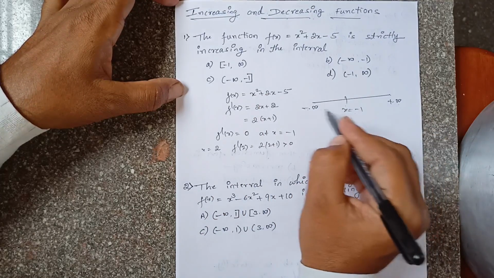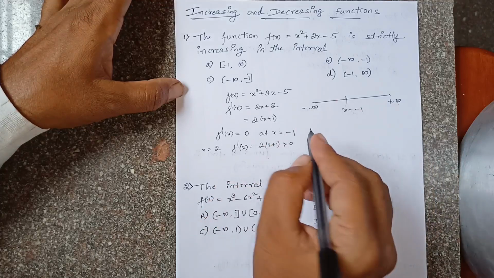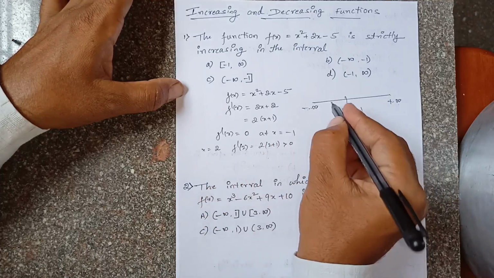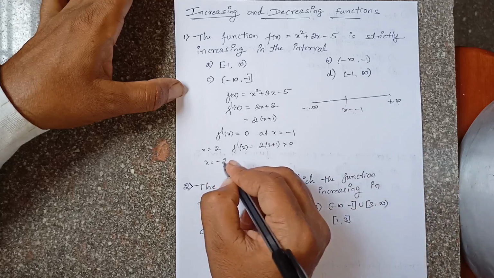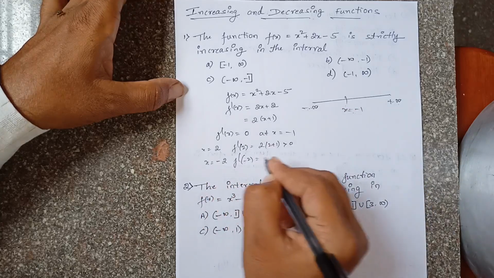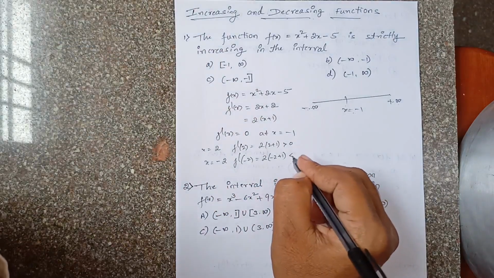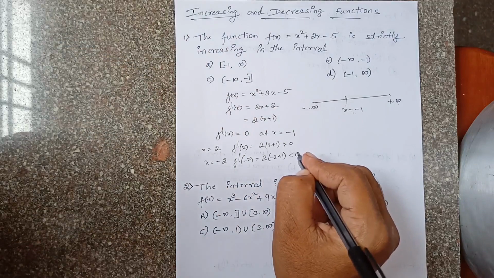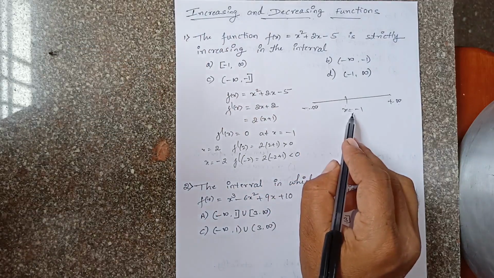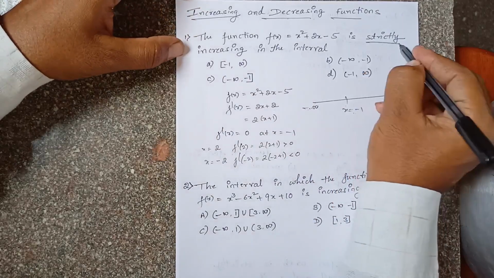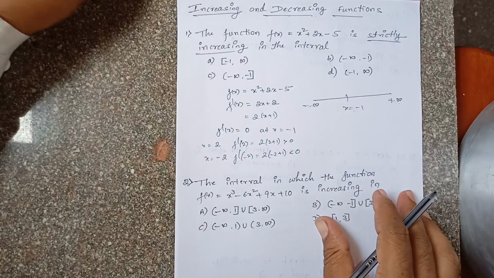And if we check the interval minus infinity to minus 1, you will get f dash of x as a negative value. Let us check. Here it will be minus 2. At the point x is equal to minus 2, f dash of minus 2 is equal to 2 into minus 2 plus 1. It is negative, less than 0. I can conclude that in the interval minus infinity to minus 1, the function is decreasing. They asked you to find the interval in which the function is strictly increasing.